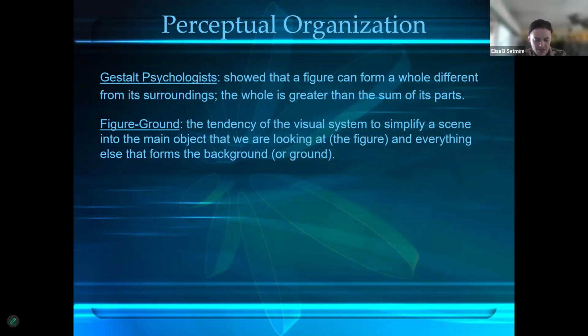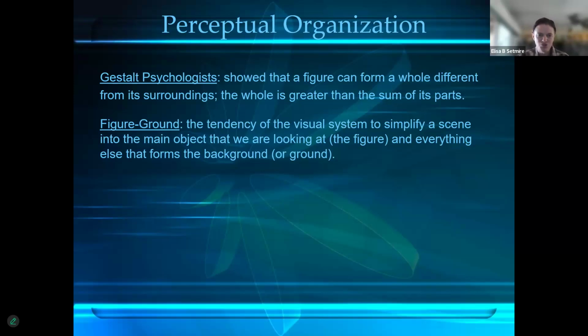Perceptual organization was really formulated by a group named Gestalt psychologists back in the early 20th century. Gestalt translates to mean whole, form, or pattern, and according to this group of psychologists, the whole is greater than the sum of its parts, and this helps us to distinguish the world around us.